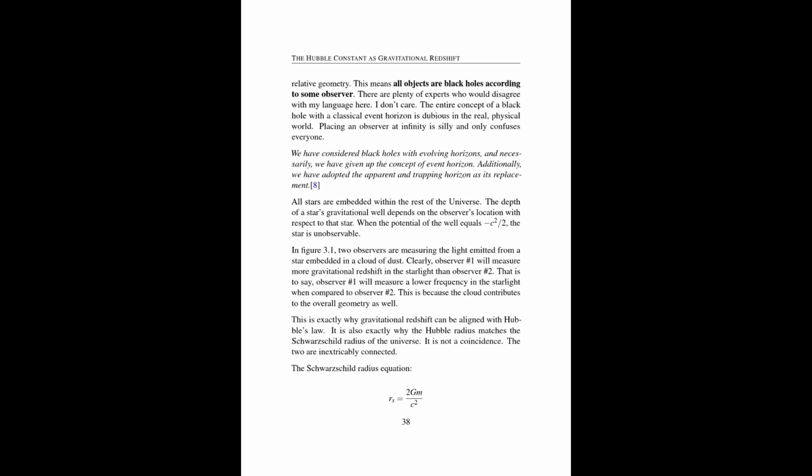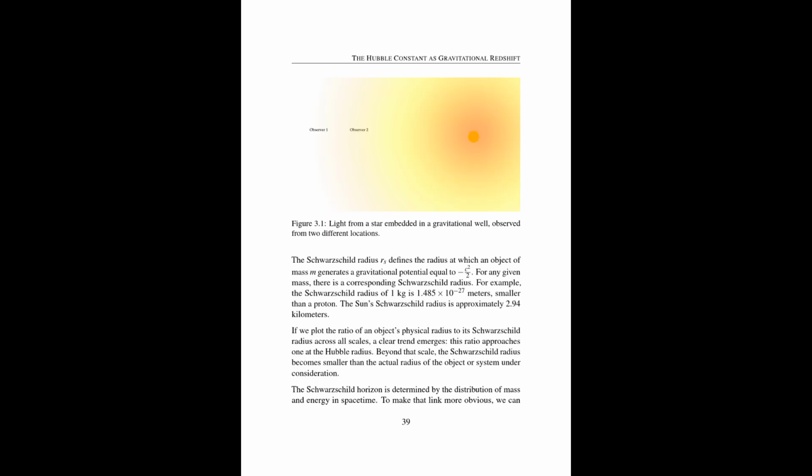The Schwarzschild radius equation, R_S equals 2Gm divided by c squared, defines the radius at which an object of mass m generates a gravitational potential equal to negative c squared divided by 2. For any given mass, there is a corresponding Schwarzschild radius. For example, the Schwarzschild radius of 1 kilogram is 1.485 times 10 to the negative 27 meters, smaller than a proton. The sun's Schwarzschild radius is approximately 2.94 kilometers.